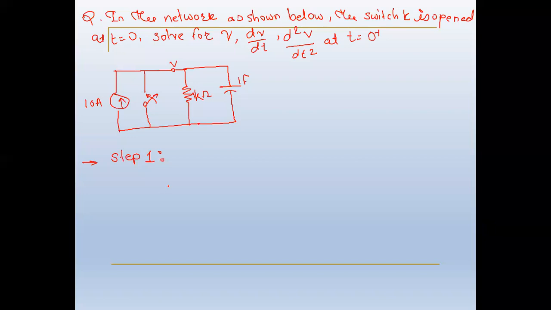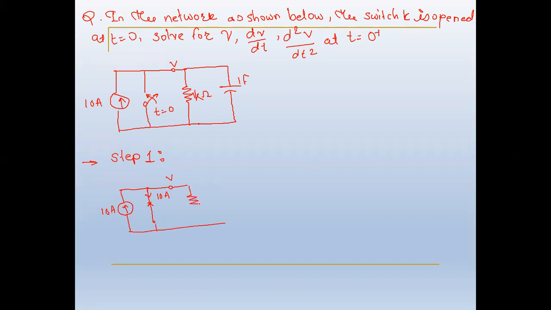The switch is opened at t is equal to 0. That means the switch was initially closed. So at t less than 0, how will the equivalent circuit be? It will be a closed switch. As it is a closed switch, whatever current we had, the same current will be flowing across this circuitry.